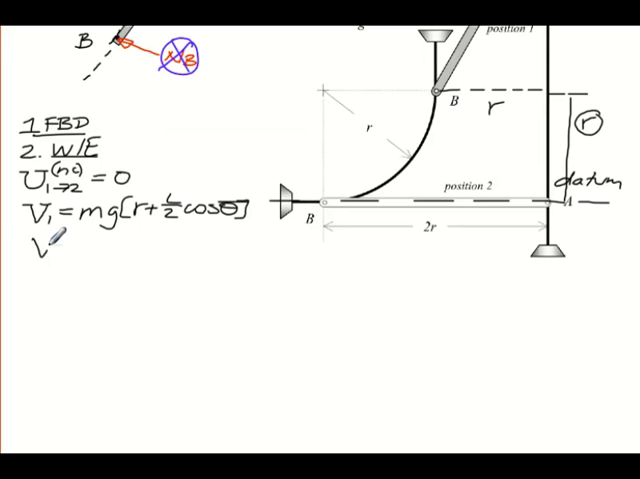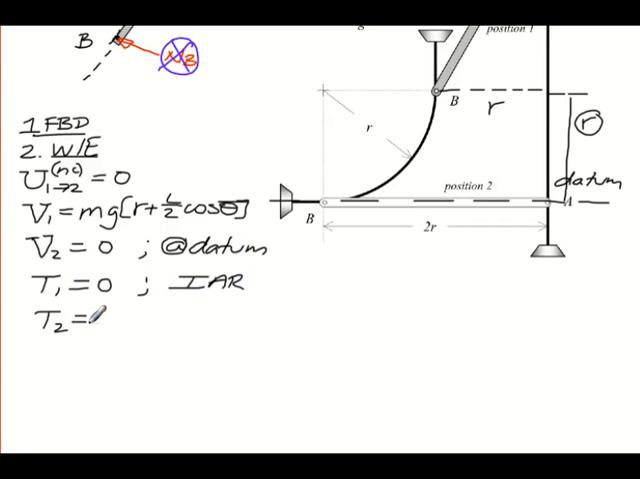V2, that's a 0. V2 is a 0 because it's at the datum line that I chose. T1, a 0. It's initially at rest. T2. In general, I'm going to write this down in terms of the center of mass. So 1/2 mv squared plus 1/2 I omega squared. Like that. And that's it.